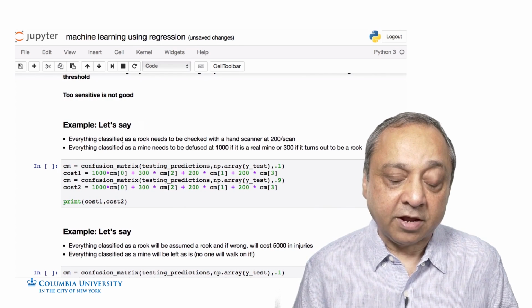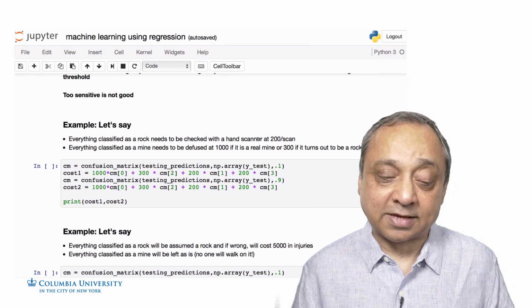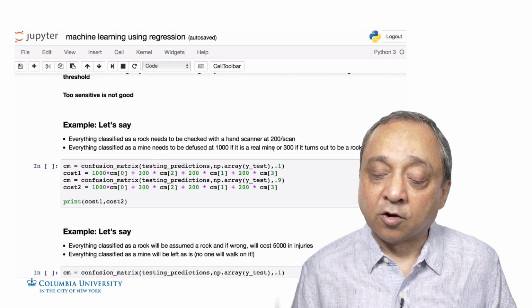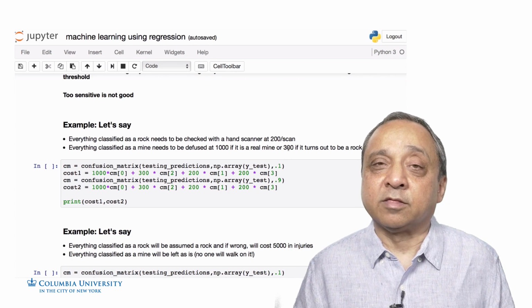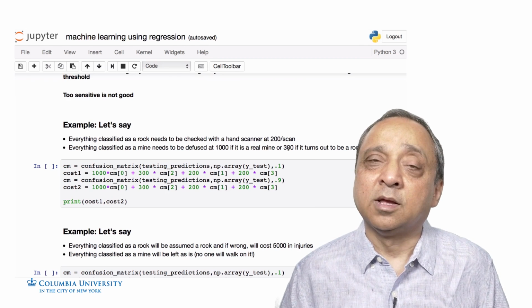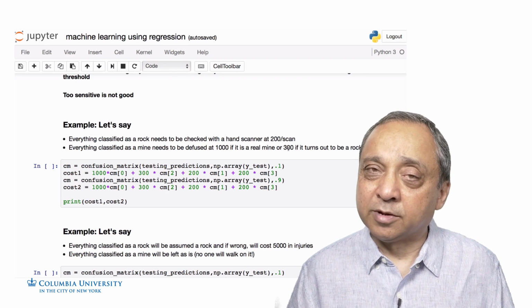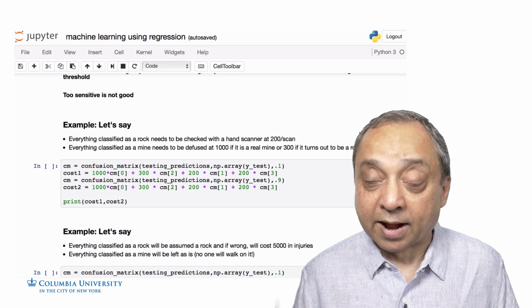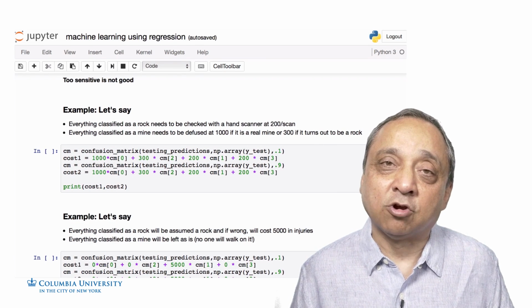Let's say that everything that's classified as a rock needs to be checked with a hand scanner at $200 a scan, and everything that's classified as a mine needs to be defused at $1,000 if it's a real mine, or $300 if it turns out to be a rock. So we have cost numbers here, and you can pick anything, like the cost, for example, if human lives are involved, if the mines are small mines that will injure people, if they're big mines that will blow up people, you can try to put a cost number to it, and I don't necessarily mean dollars, but maybe a utility number, right? So anything that measures whether something is good or bad, essentially. What you're picking for the positive and the negative outcome is a good or bad number.